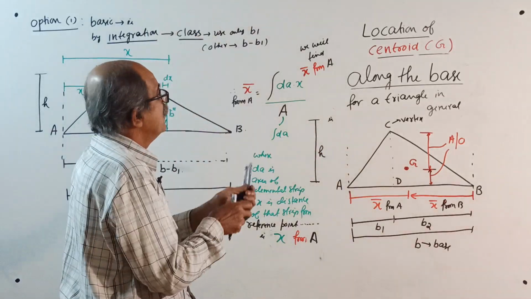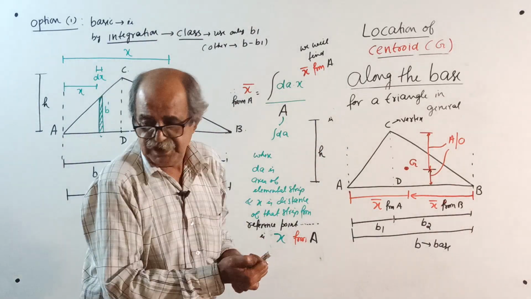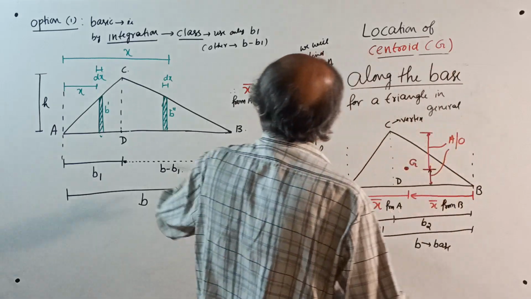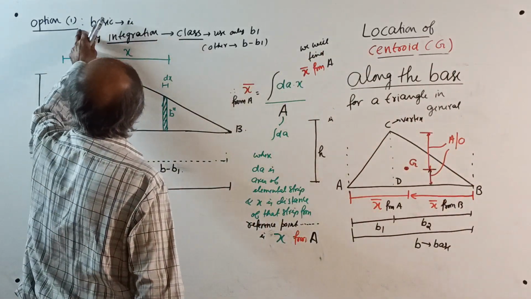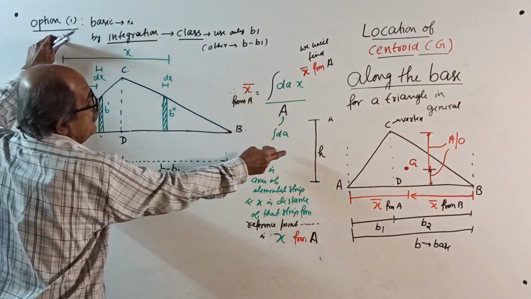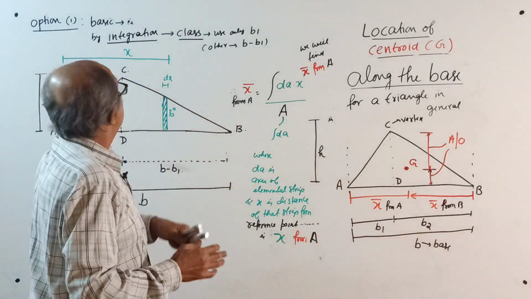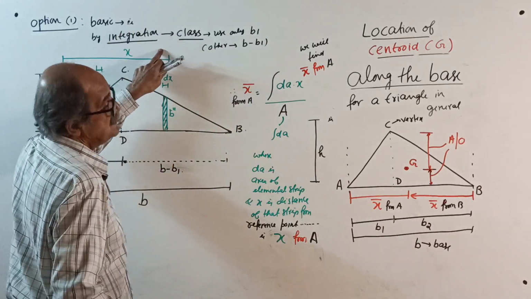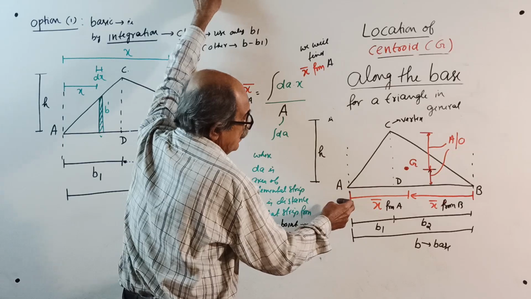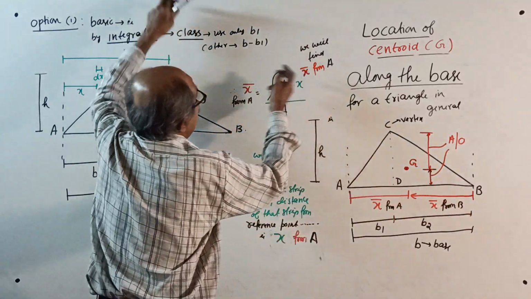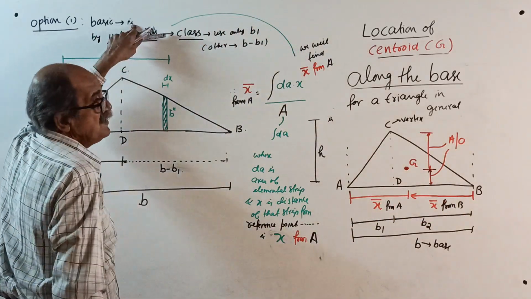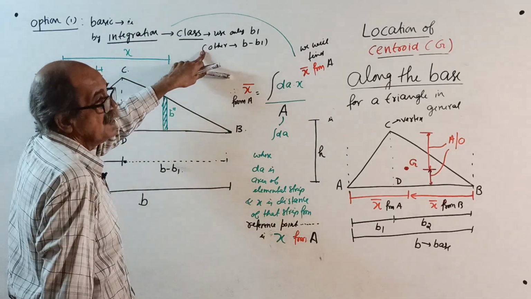Now I am removing all this. See correctly what I will do. Now one small note you can write. Option 1 is basic, that is by integration. I forgot to tell you earlier: one option is, you get x bar from here or there. We will do option 1, basic, by the integration principle.